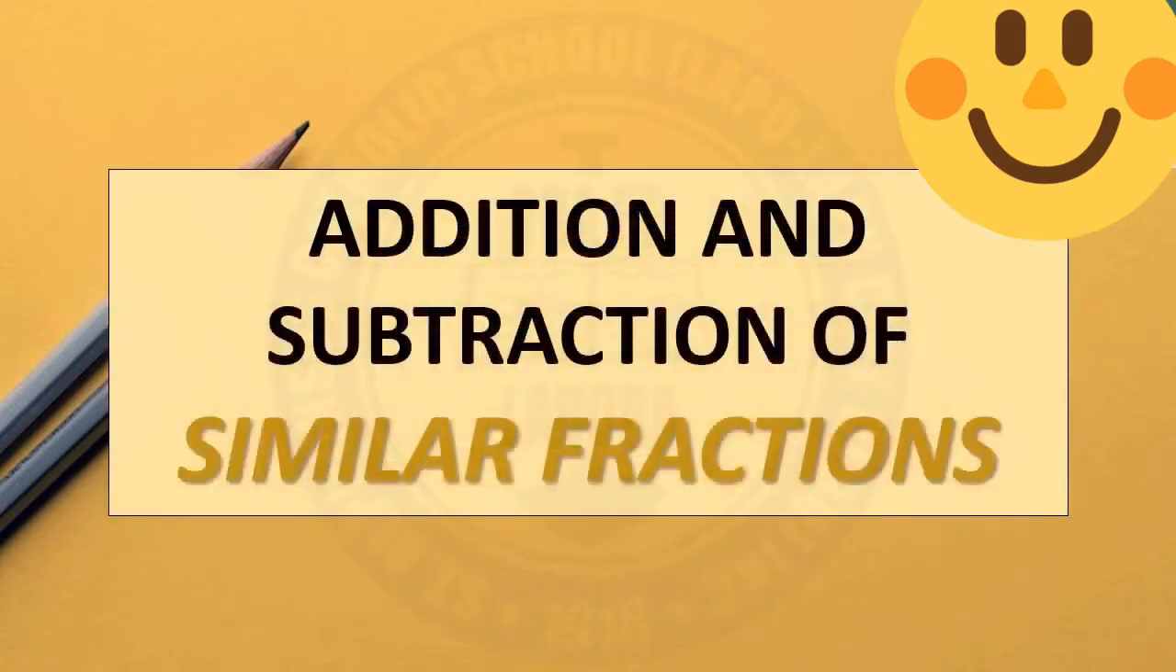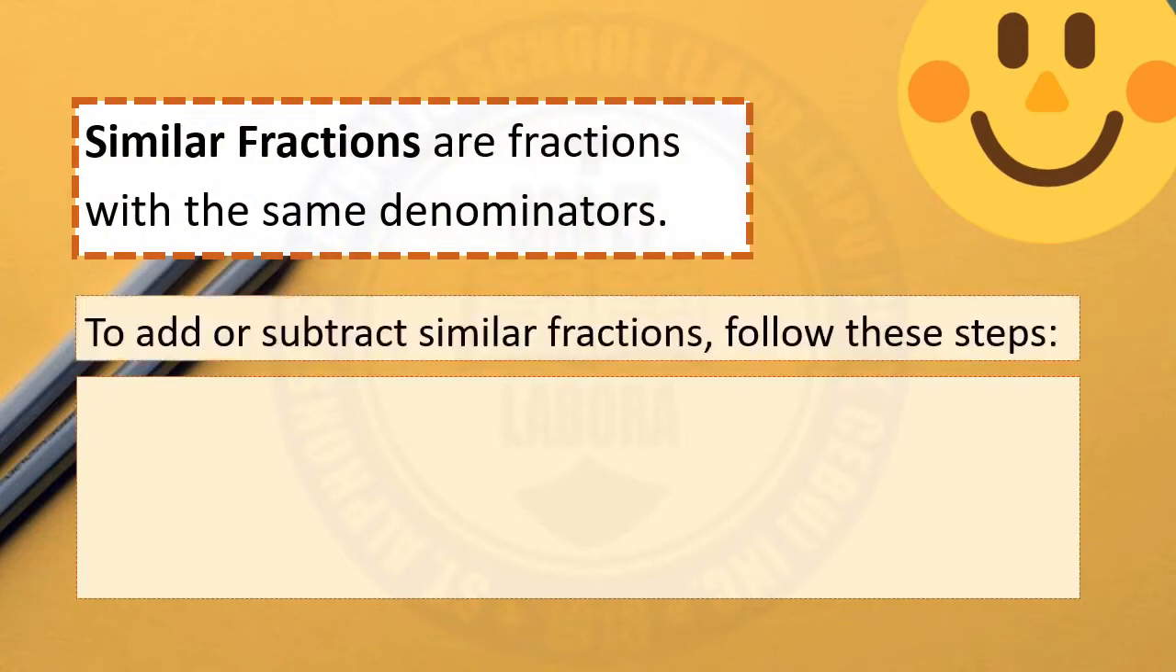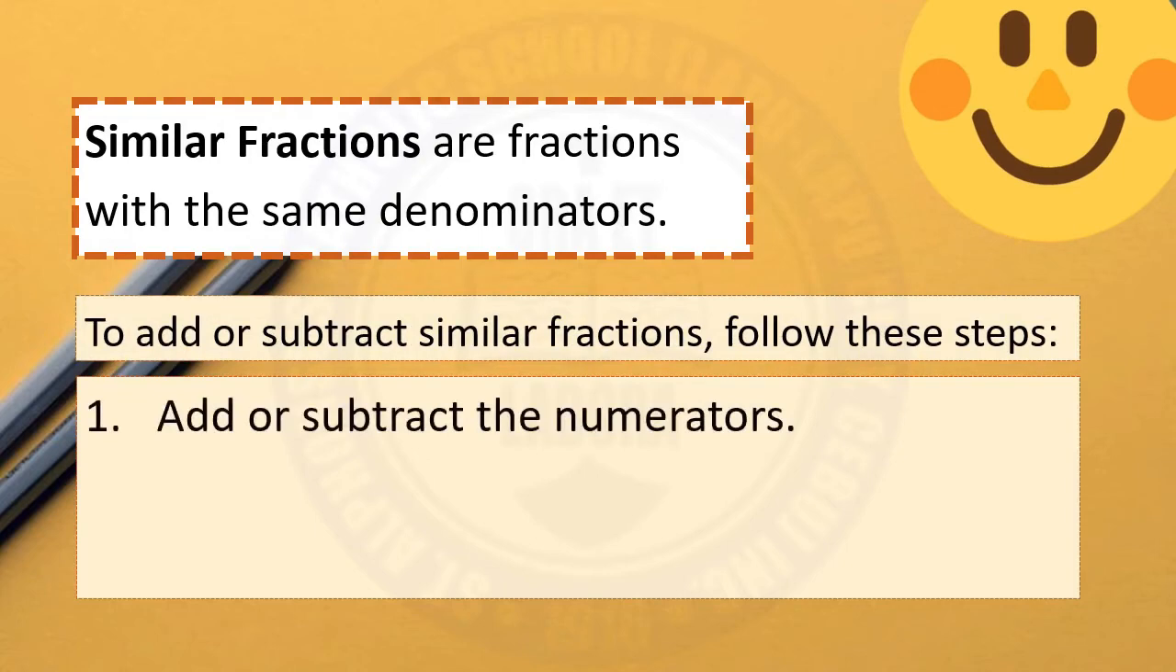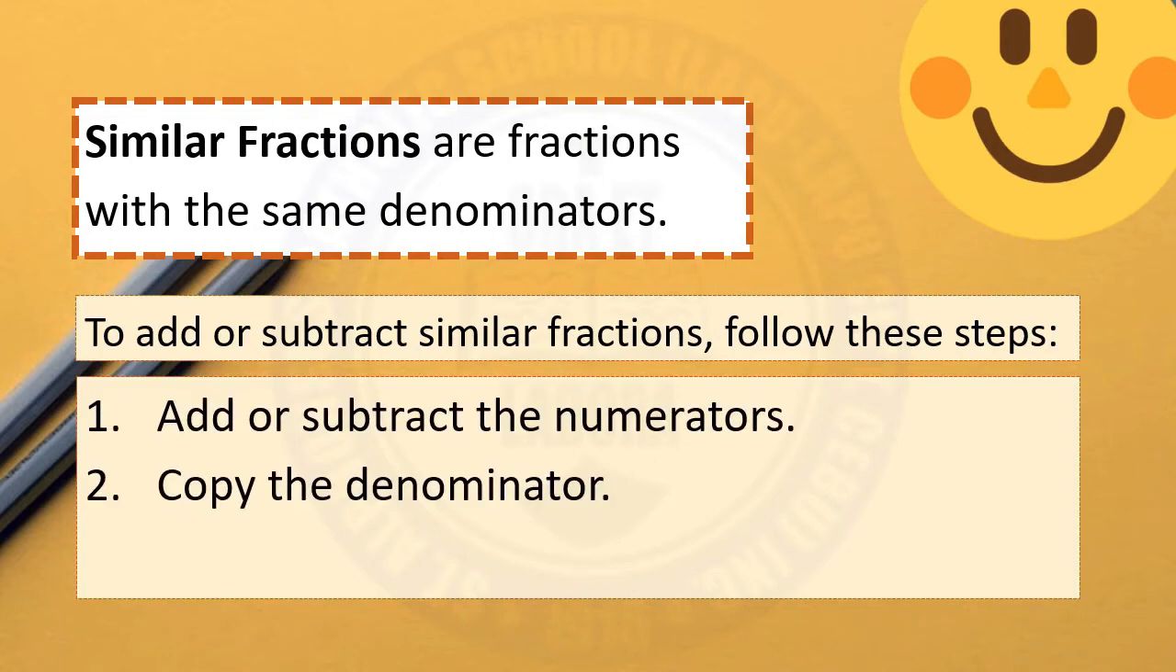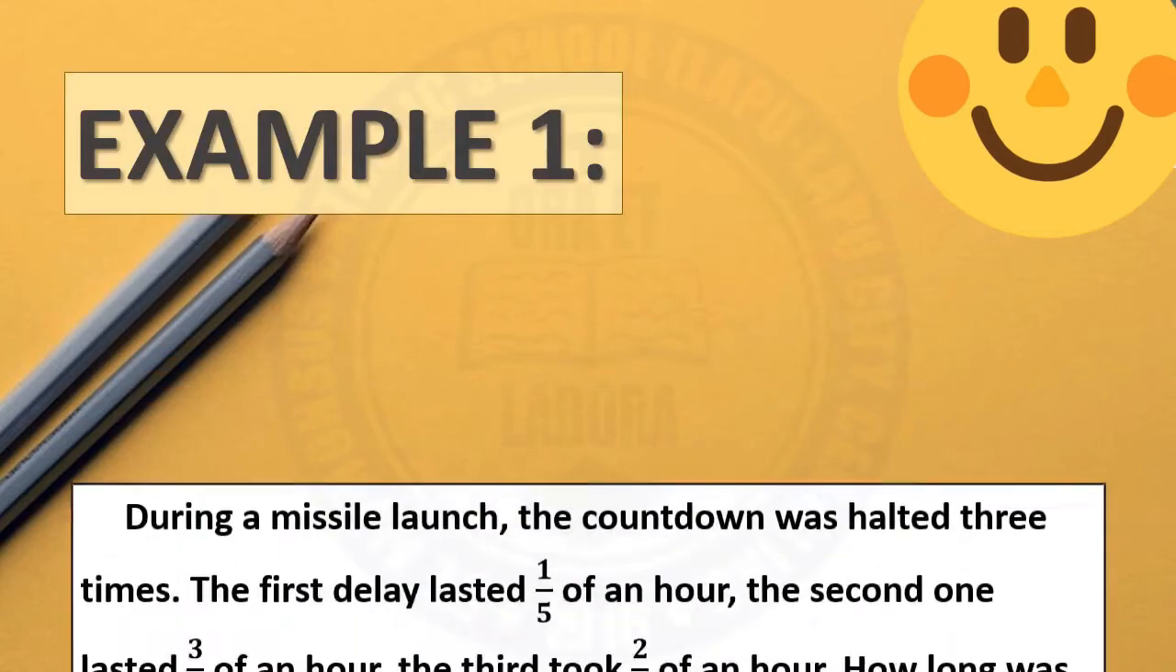Now let's discuss addition and subtraction of similar fractions. Once again, similar fractions are fractions with the same denominators. To add or subtract similar fractions, follow these steps. Step 1. Add or subtract the numerators. Step 2. Copy the denominator. Step 3. Reduce to lowest term. Now let's have examples. Example number 1.